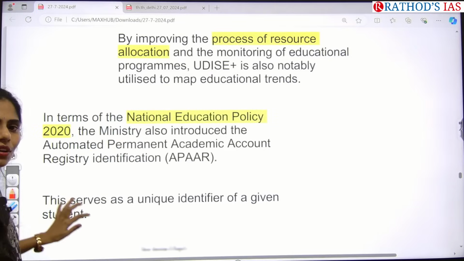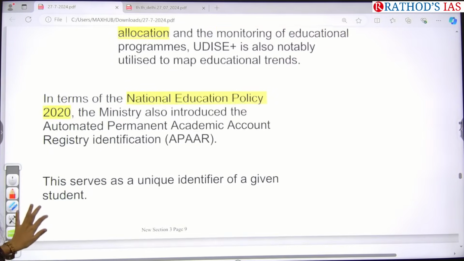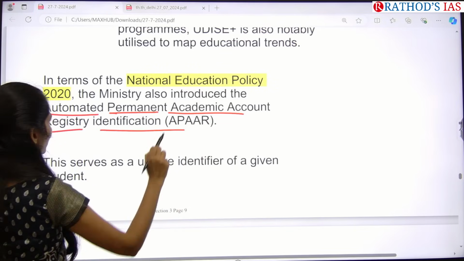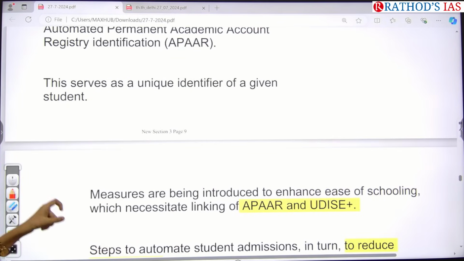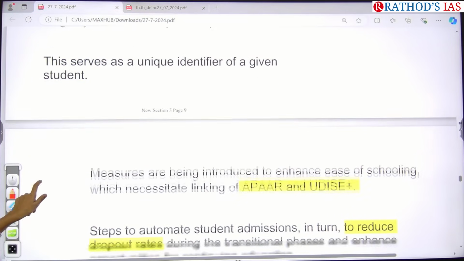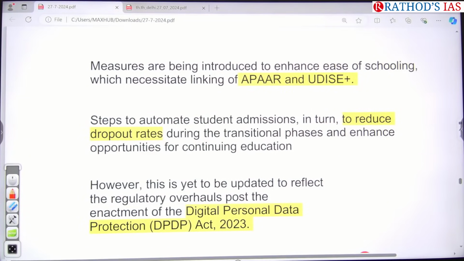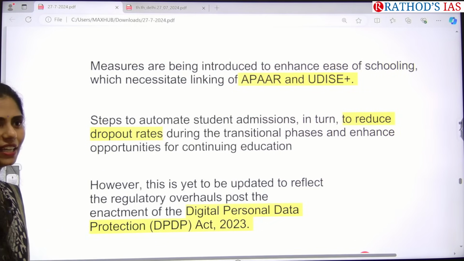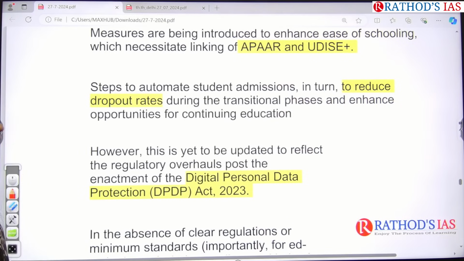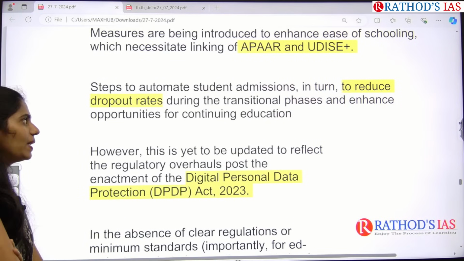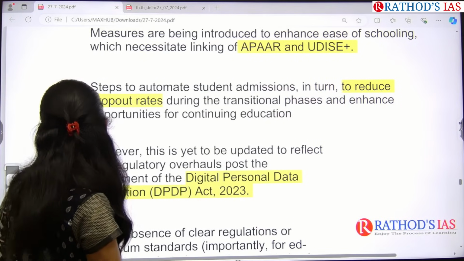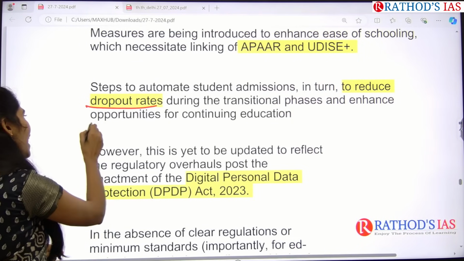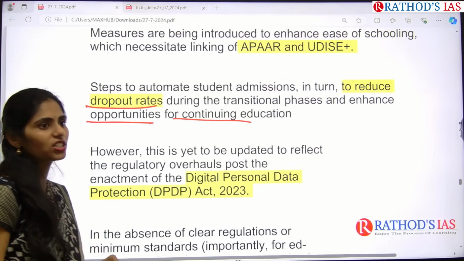Apart from that, even the National Education Policy of 2020 introduced the Automated Permanent Academic Account Registry, APAAR, identification. This will serve as a unique identifier of the given student so that we can enhance ease of schooling by linking this APAAR with UDISE Plus. Here we are taking these kinds of steps especially to automate school admissions, reduce dropout rates especially during the transitional phase, and enhance opportunities for continuing education.